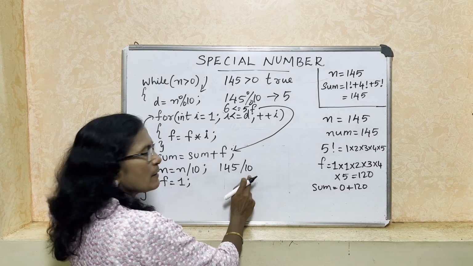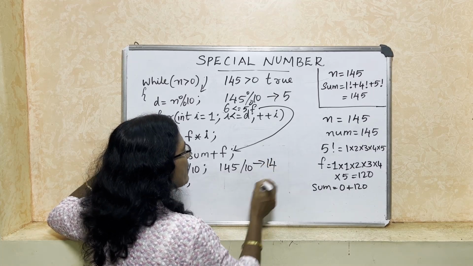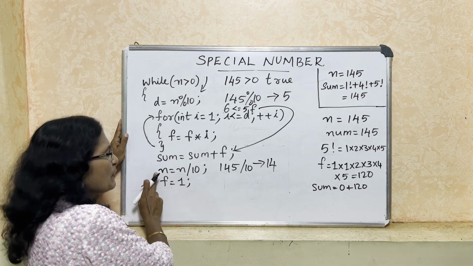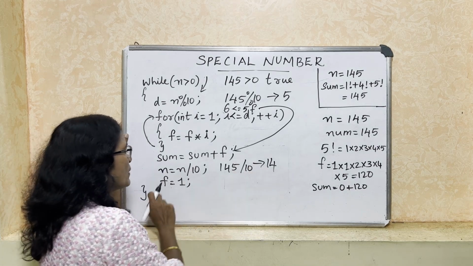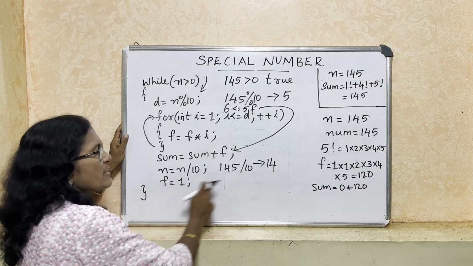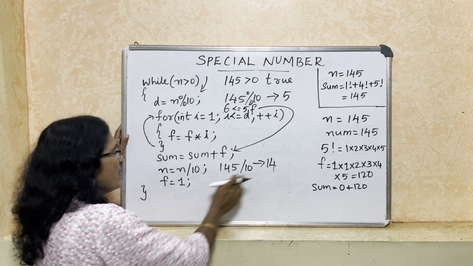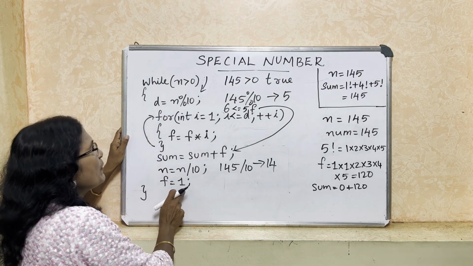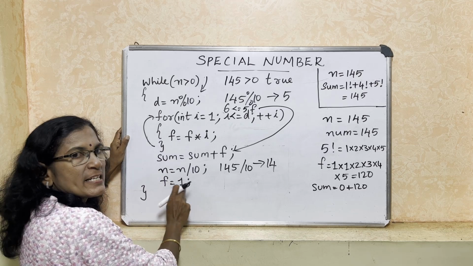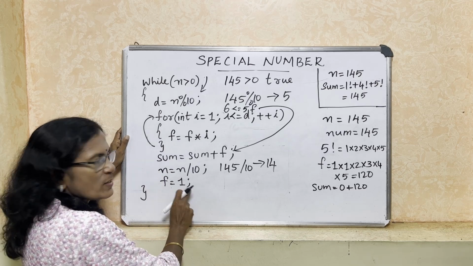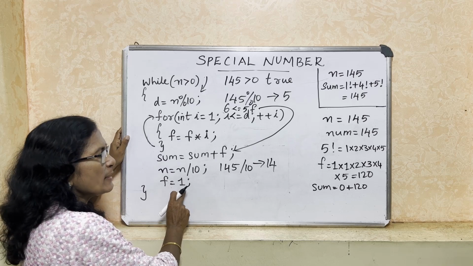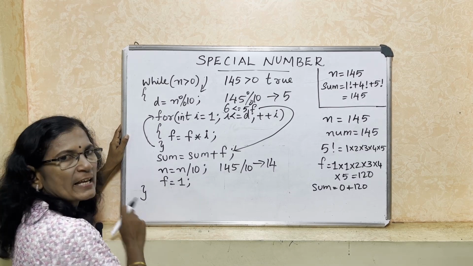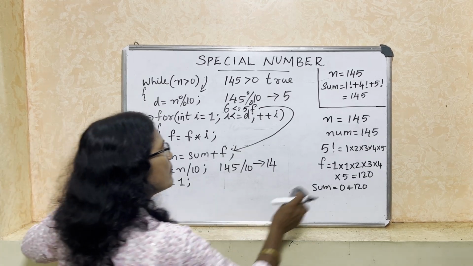So 145 divided by 10 will result in 14. 14 times we can take 10 from 145. So the current value of n is 14. n is equal to 14. Now we have to extract 4 from 14. So the loop has to go for the next iteration. So again, before going for the next iteration of the while loop, we have initialized f as 1 because the same variable we are going to use for calculating and storing the factorial of the digit 4. So f is initialized as 1.